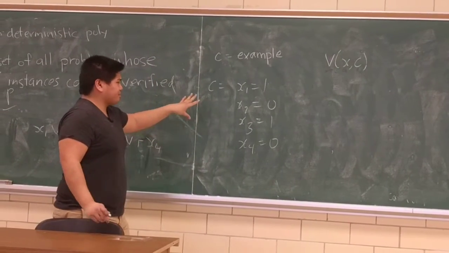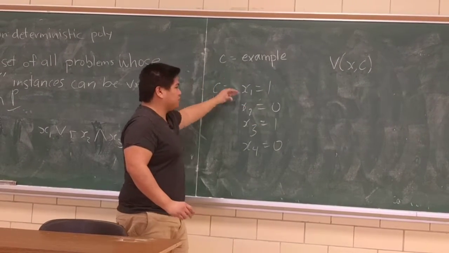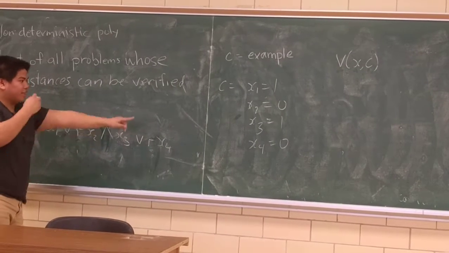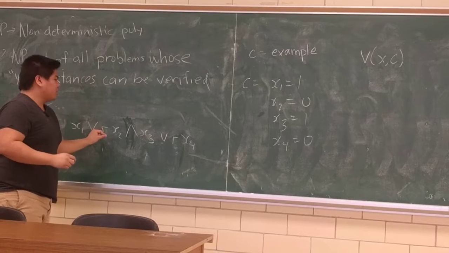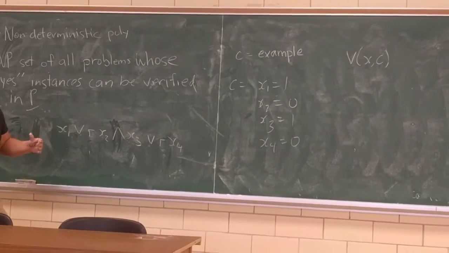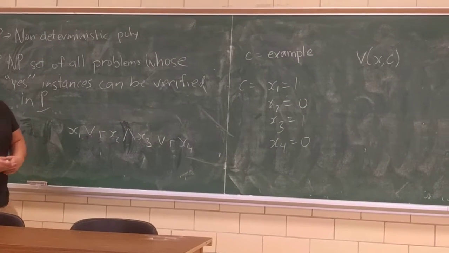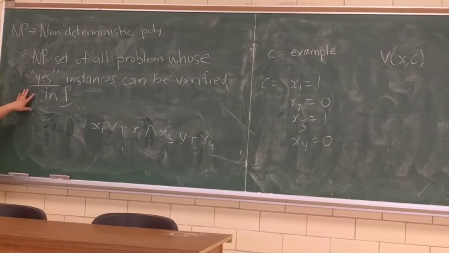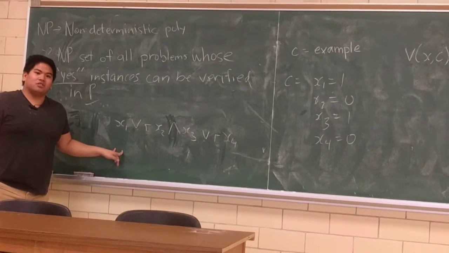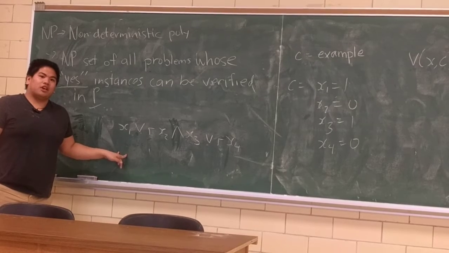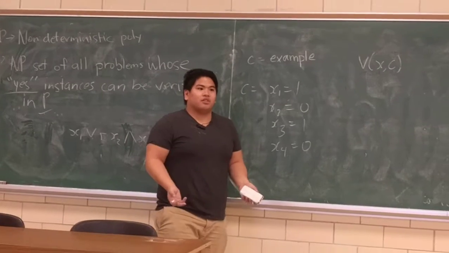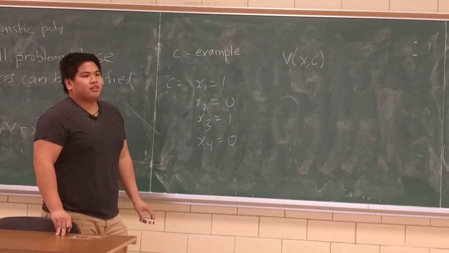Yeah. And basically the certificate is proof that the thing actually outputs yes. If you plug in the certificate, the verifier can be run in polynomial time, because all you have to do is plug in the certificate, right? Now, why do I say yes instances? Because what if the answer was no? How would you prove that the answer is no? What certificate could you give? You'd have to know all the solutions to the formula.